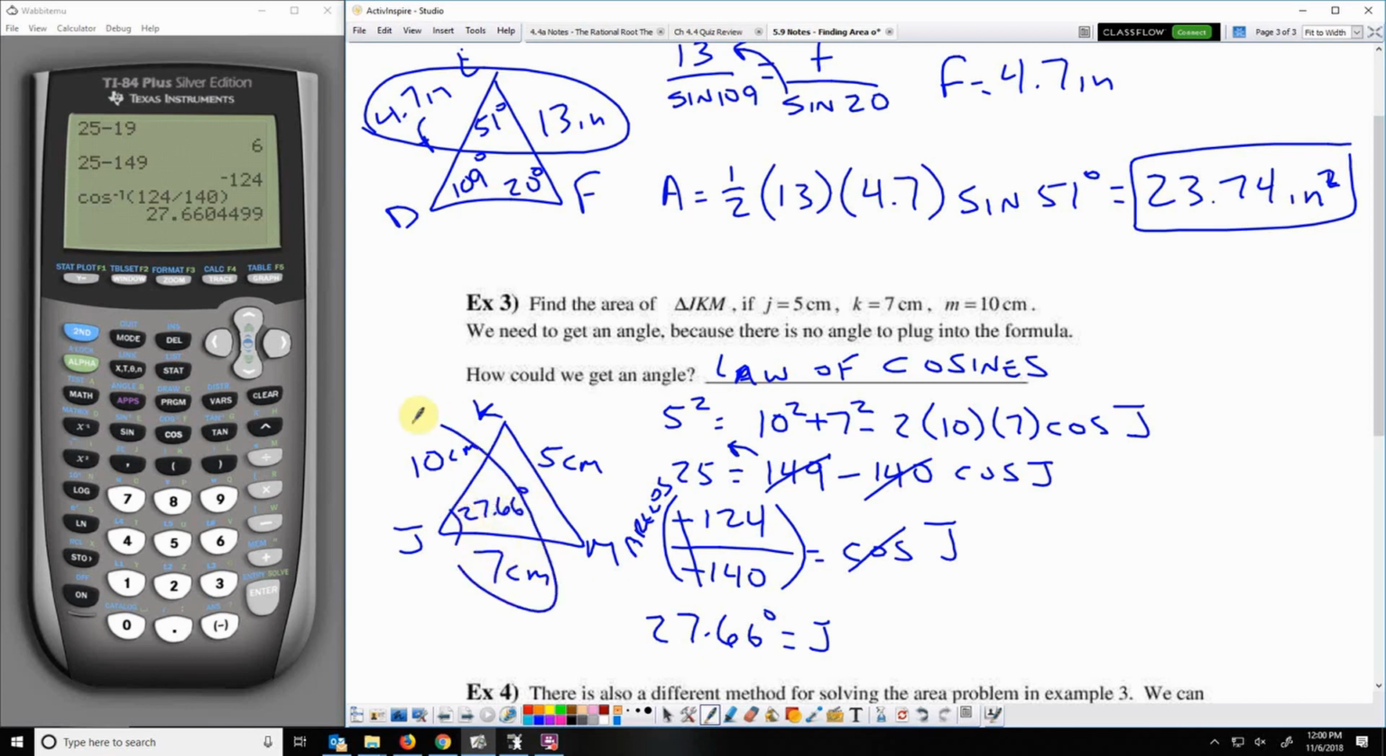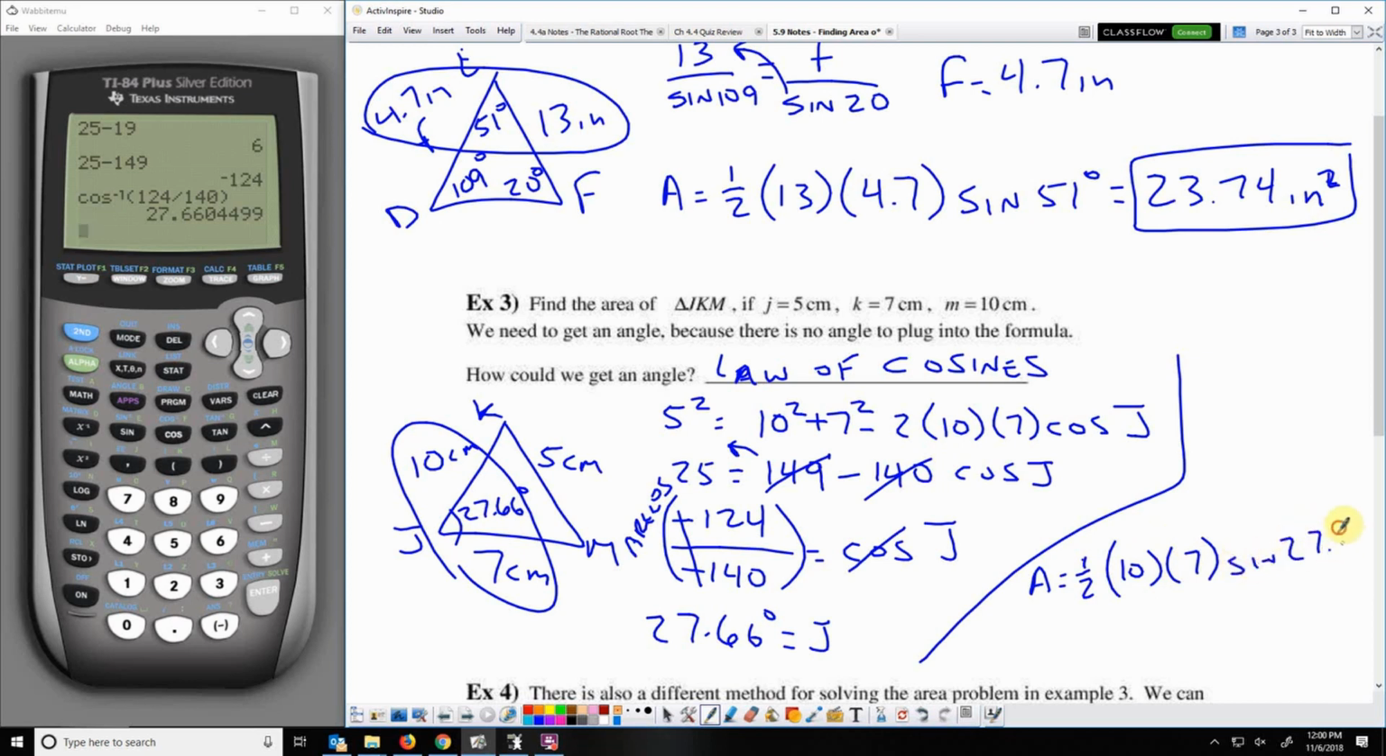And now I've got side, side, side. So I can do area equals 1/2 10 times 7 times sine 27.66.